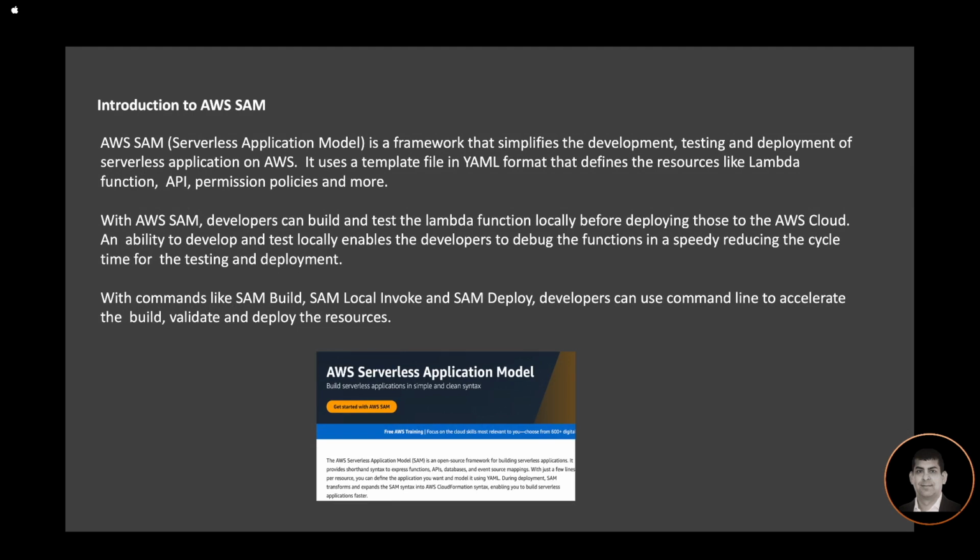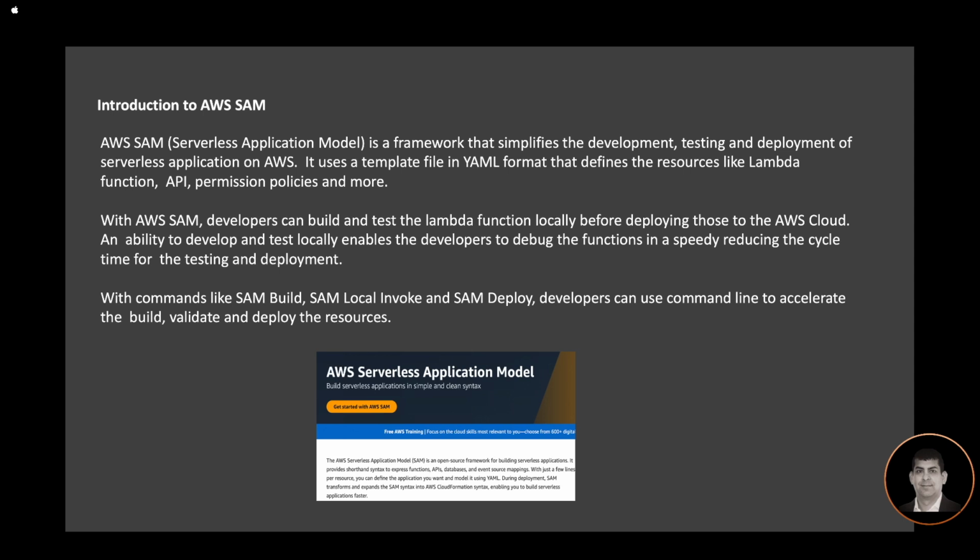So let's look at the introduction to AWS SAM. AWS SAM, which is the abbreviation for Serverless Application Model, is a framework that simplifies the development, testing, and deployment of serverless applications on AWS. It uses a template file in YAML format that defines the resources like Lambda function, API, permission policy, and more. With AWS SAM, developers can build and test the Lambda function locally before deploying them to the AWS cloud.